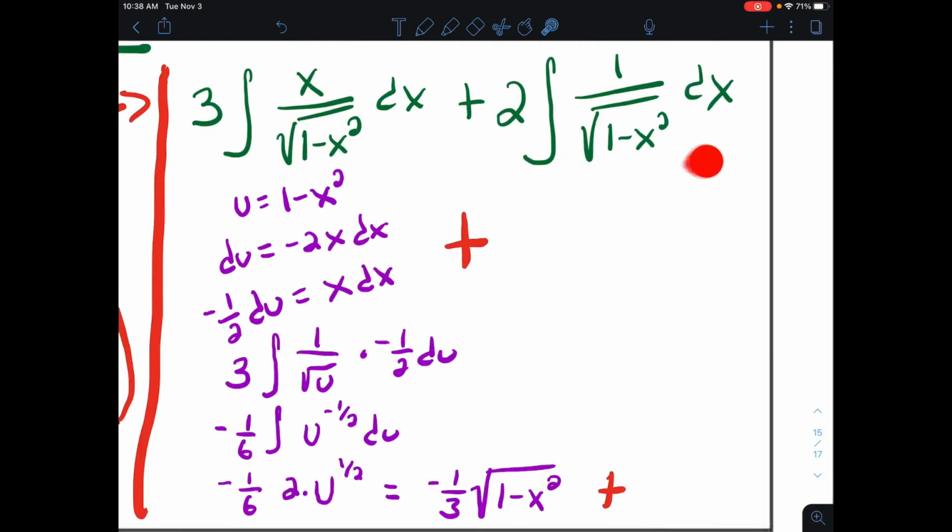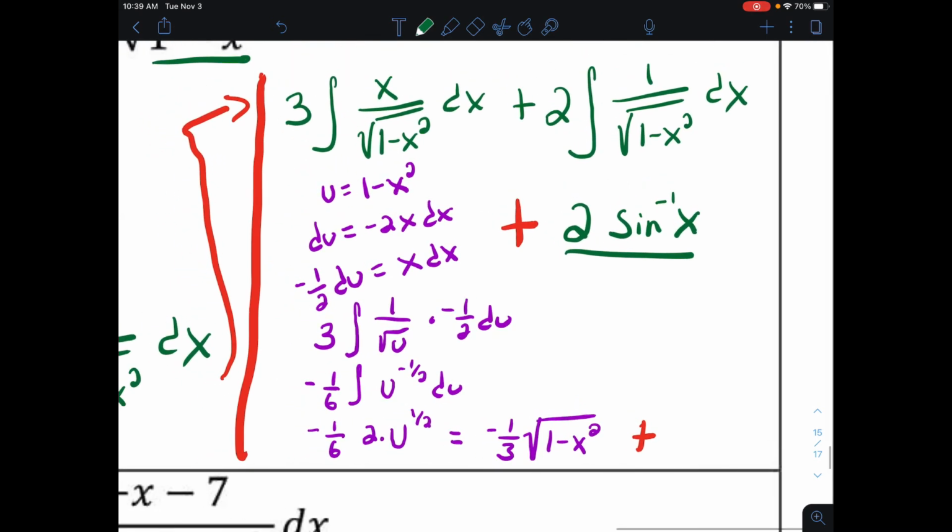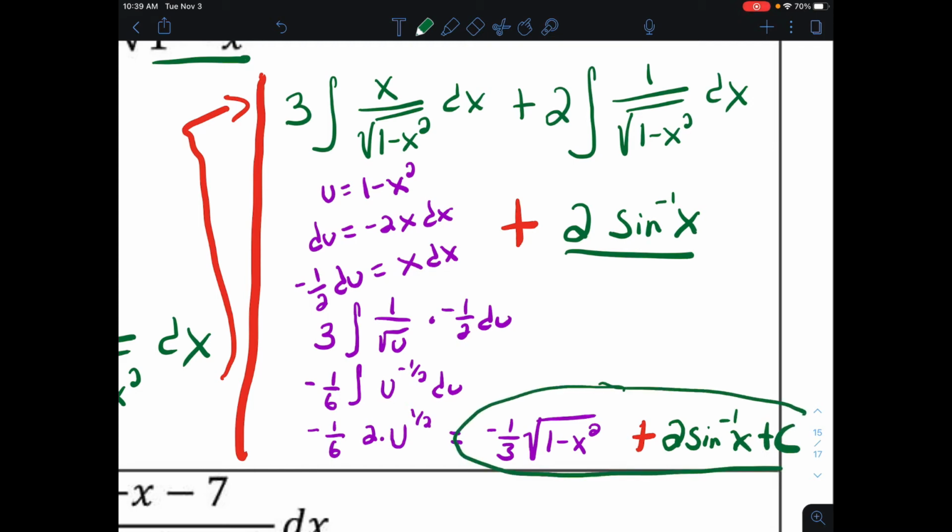So we'll come back up and look at the right-hand side that we want to find the antiderivative of. Looking at this, the 1 over the square root of 1 minus x squared looks like the derivative of inverse sine. So we would have 2 times inverse sine of x for this piece. And now we have to put these pieces together. So our final answer for the antiderivative will be negative 1/3 times the square root of 1 minus x squared plus 2 times inverse sine of x plus c. And so there's our antiderivative.